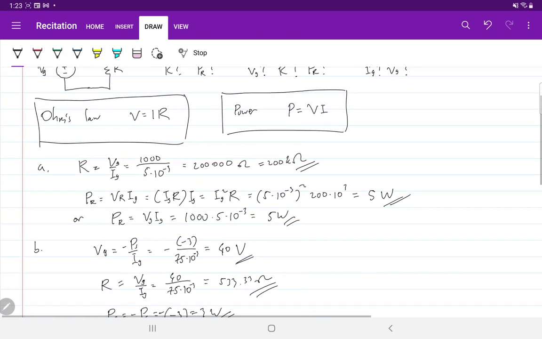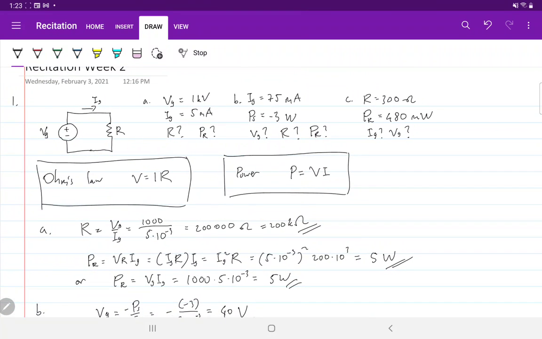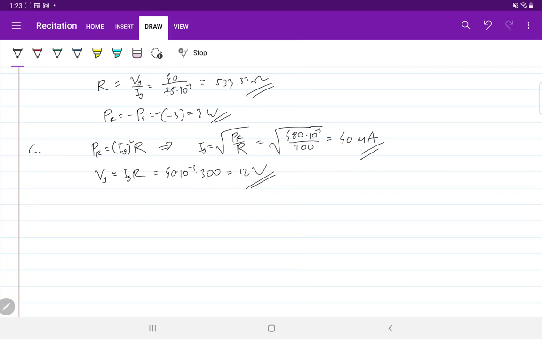It's very simple. We just need to use Ohm's law and the power equation, then everything is solved. Second problem, a little bit complicated, and it's given as follows.